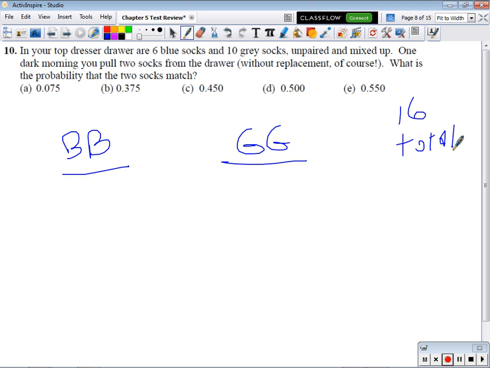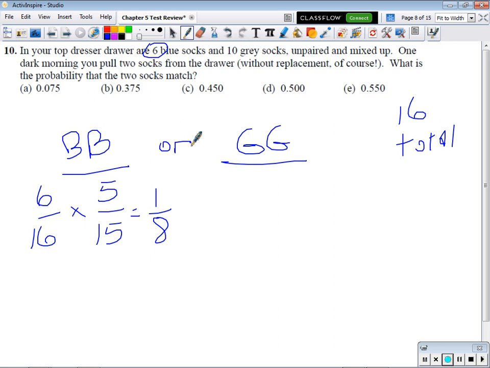So if I'm going to find first the probability that I would get 2 blue socks, when I reach in from the very beginning, my probability of getting a blue sock would be 6 over 16. And assuming that I choose a blue one on the first trial, my probability of getting blue on the second trial would be 5 out of 15. So just remember that because you're holding the blue sock in your hand, there's 1 less blue sock and there's 1 less total socks. And when you multiply that out, this comes out to be 1/8. So 1/8 is the probability that you would get 2 blue socks.